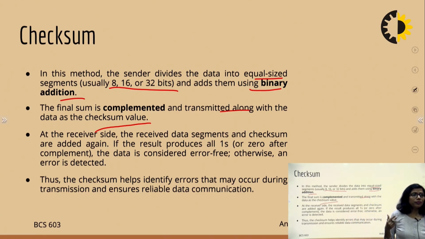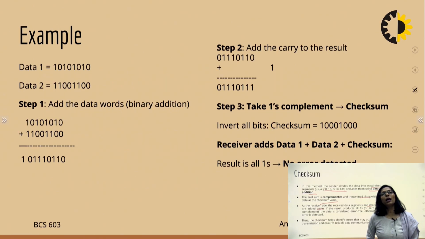Now, at the receiver side, the received data segments and checksum are added again. If the result is all 1s or 0, it means there is no error. Otherwise, if there is some distortion in the output, we get an error. The checksum helps to identify the errors that may occur during transmission, to ensure reliable data transmission.